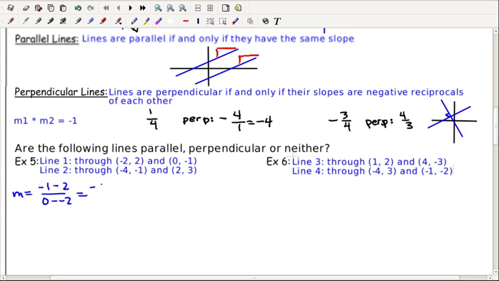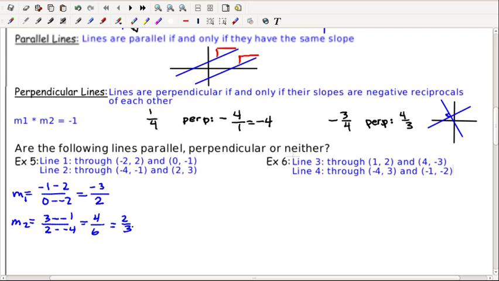-1 minus 2 is -3, and -2 is +2. So my first slope, we'll call this M1, is -3 over 2. M2, again, I'm going to call this point 2, point 1, so 3 over 2 minus -1 minus -4. 3 plus 1 is 4. 2 plus 4 is 6. And this is 2/3.